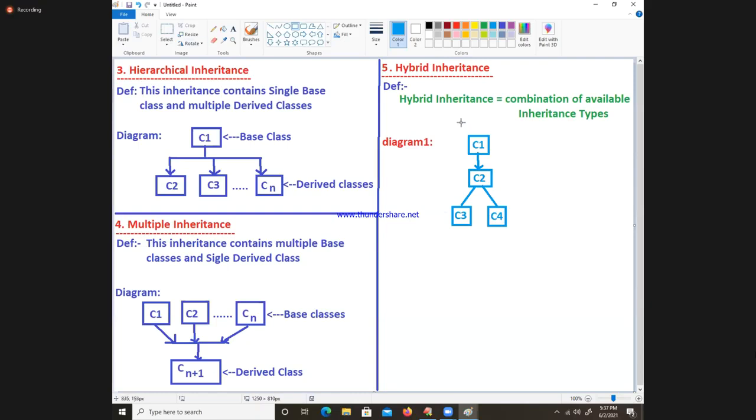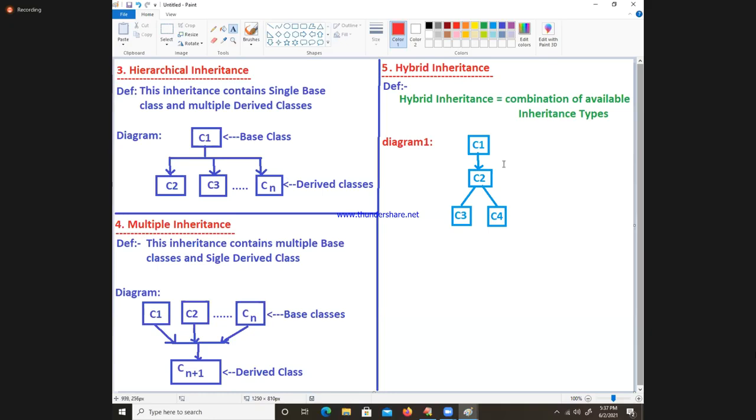You see another mechanism I will show you. Only this part you see. What is that? C1, C2, C3, C4. You tell me this part. Multi-level. C1, C2, C3, multi-level. A multi-level combination is also called hybrid inheritance. So you can see different levels in this. This is one diagram. Is the diagram clear?